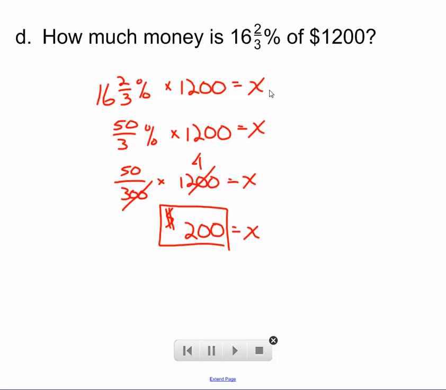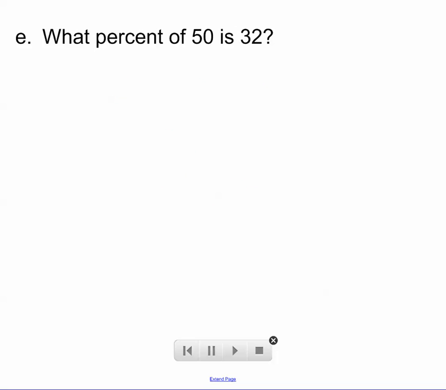Okay, and again, if you just look at it as, 10% is $120 and 20% is $240, so it should be somewhere between $120 and $240. So $200 does make sense. What percent of 50 is 32?